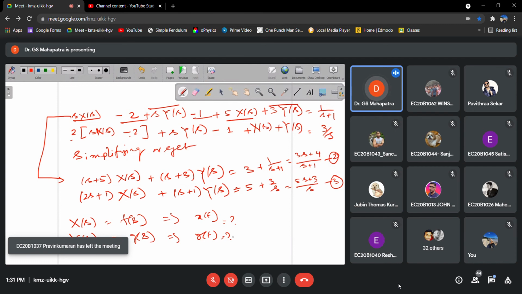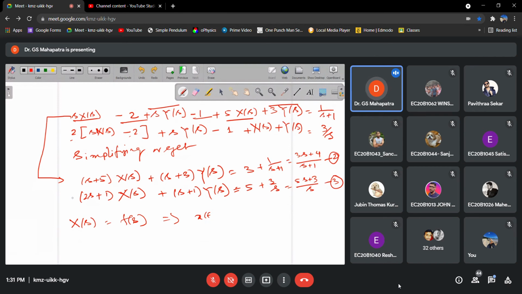So these 2 and 3 are not differential equations. 2 and 3 are two algebraic equations, if you consider x of s as one variable and y of s as another variable. So you just check, 2 and 3 are not at all differential equations. From the differential equations, using the Laplace transform, you converted the ordinary differential equations to two algebraic equations, 2 and 3.